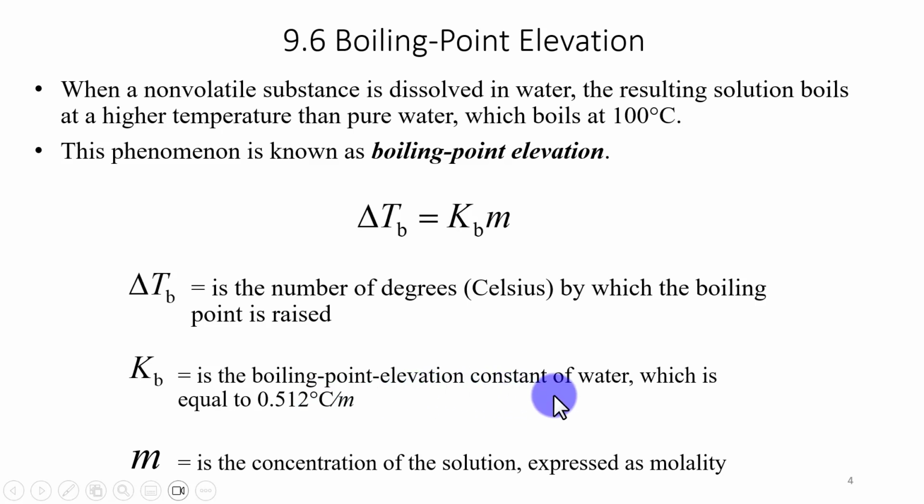Kb is the boiling point elevation constant of water, which is 0.512 degrees Celsius per mol, and m is the concentration expressed in molality.